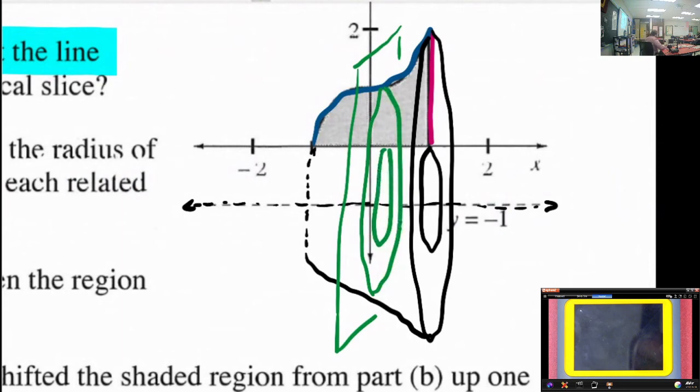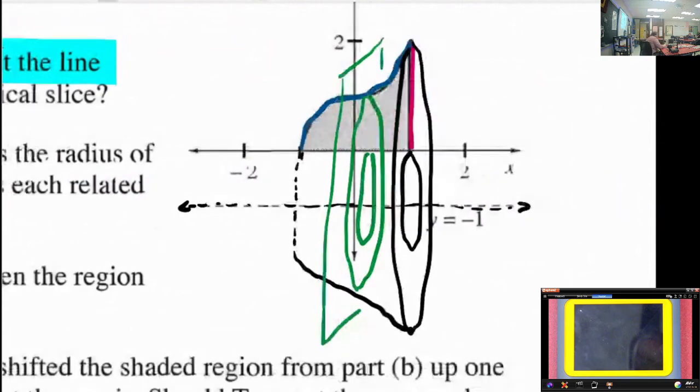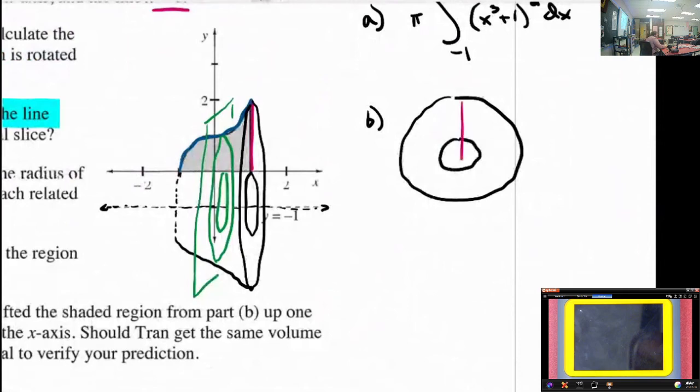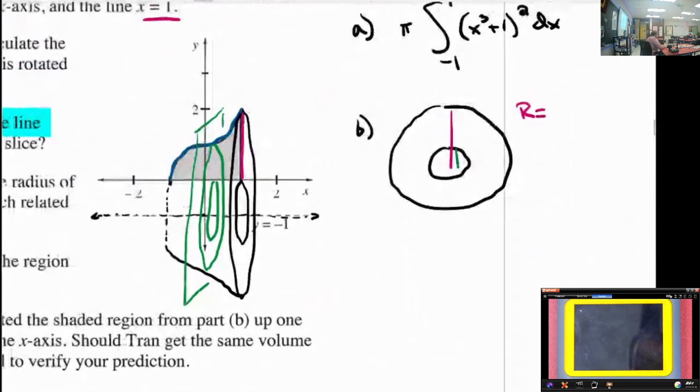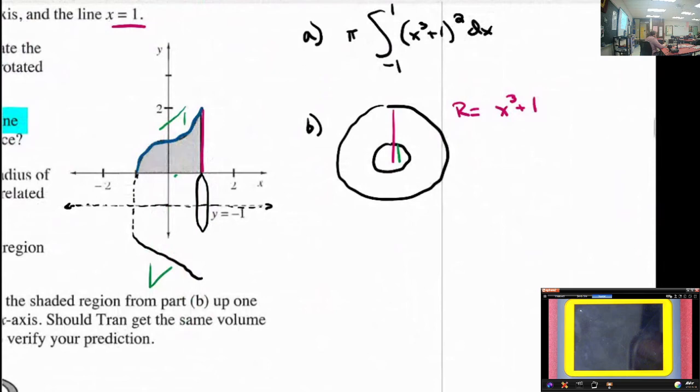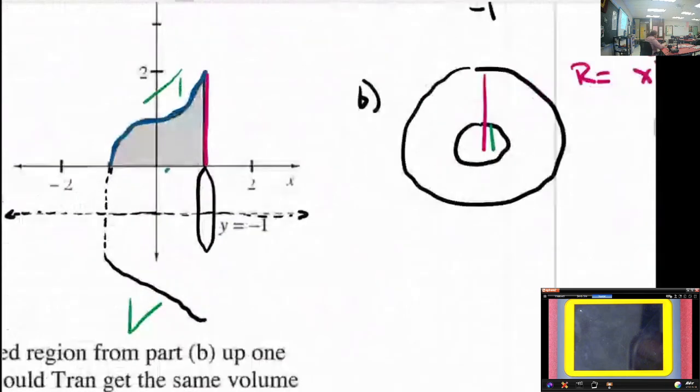So for part B, think about any one of those washers for a minute, and really think about outer radius versus inner radius. The outer radius is still the function. Well, it's a little different, though. It's not quite the original function. It's still x to the third plus 1. But the challenge, if I get rid of all this other stuff in the picture, is to express this distance right here.